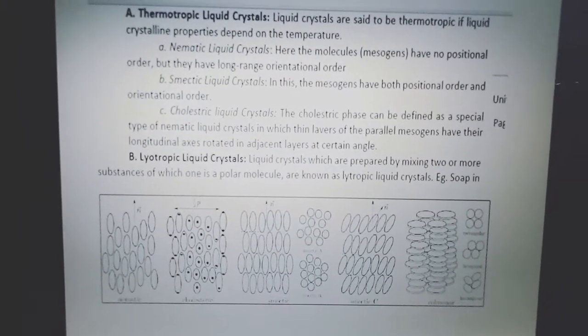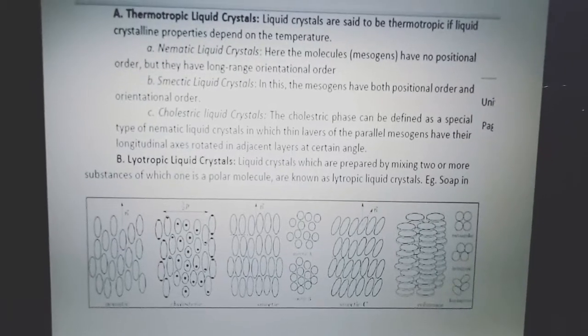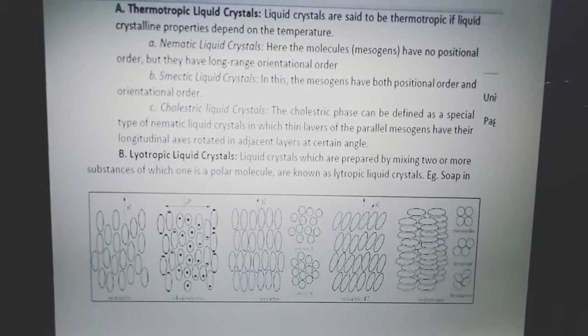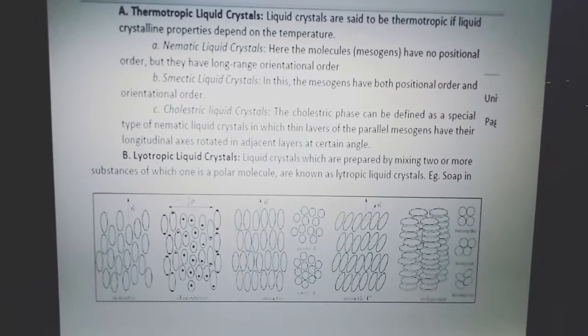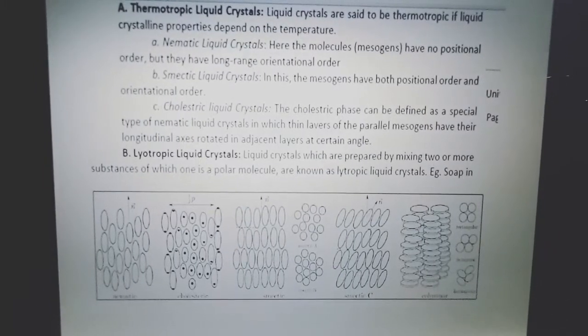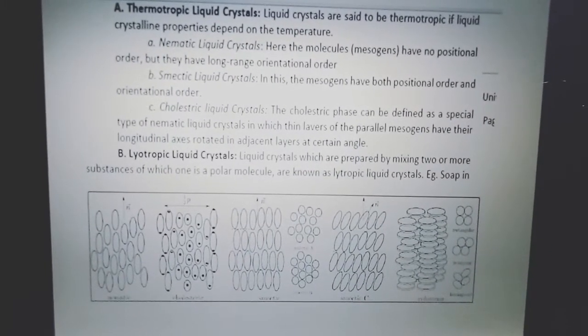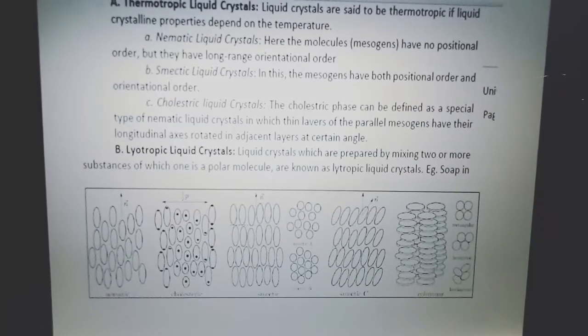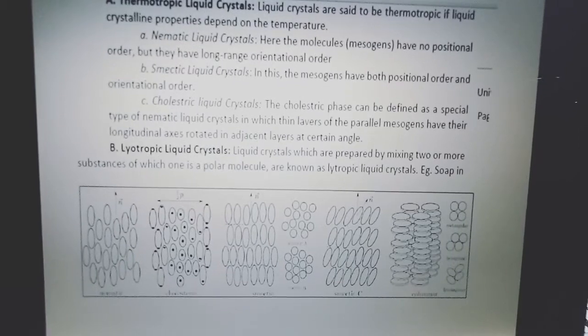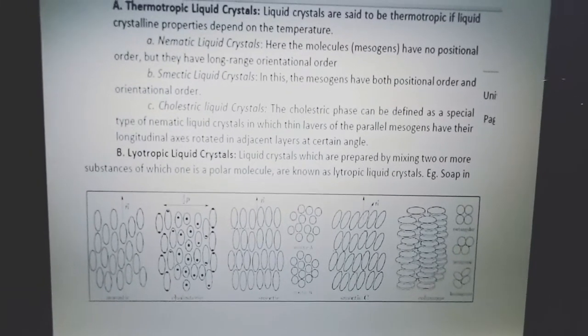Now we will discuss nematic liquid crystals. Here the molecules have no positional order, but they have long range orientational order. Next, smectic liquid crystal. In this, the molecules have both positional order and orientational order. Both orders are there, positional as well as orientational order.